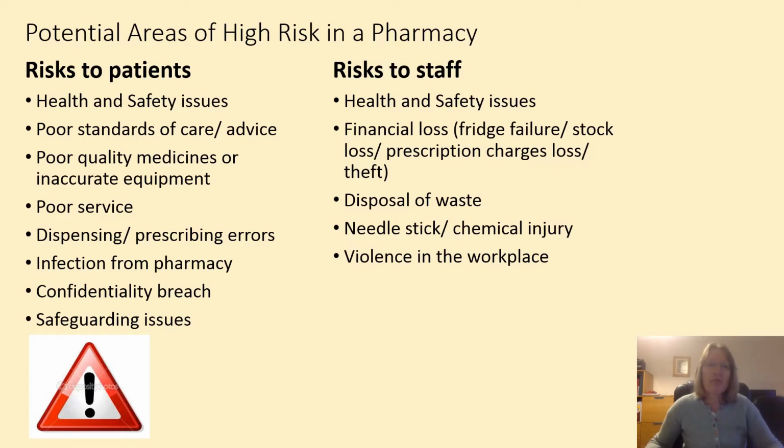You can also have poor quality medicines or inaccurate equipment. The way to manage that risk is to make sure you get your medicines from a good source, and for inaccurate equipment, to make sure that you're calibrating everything. You can have poor service, such as rude members of staff who upset your customers. Dispensing errors and prescribing errors can happen, and obviously those are big risks to patients and probably the biggest risk that we have in pharmacy.